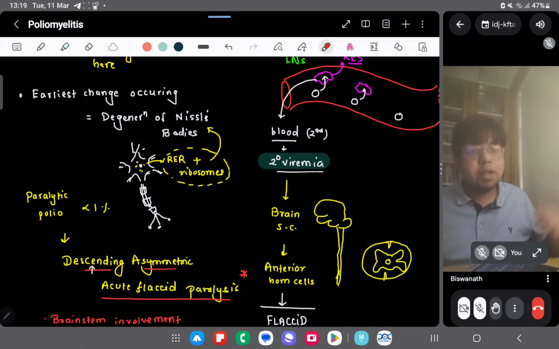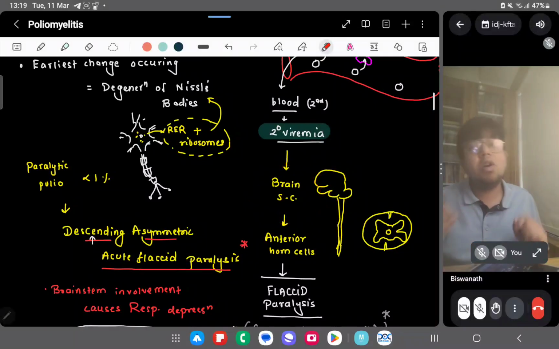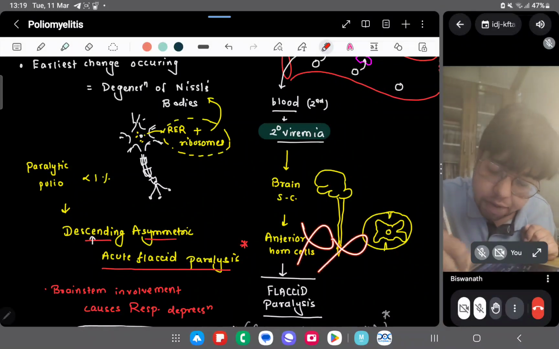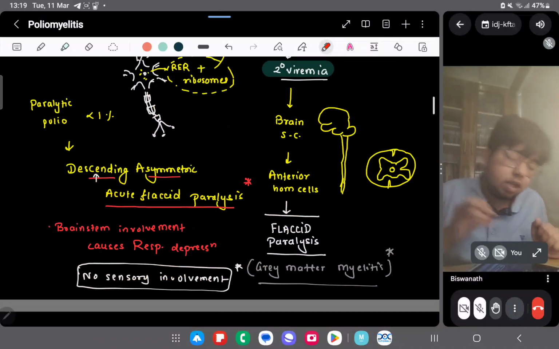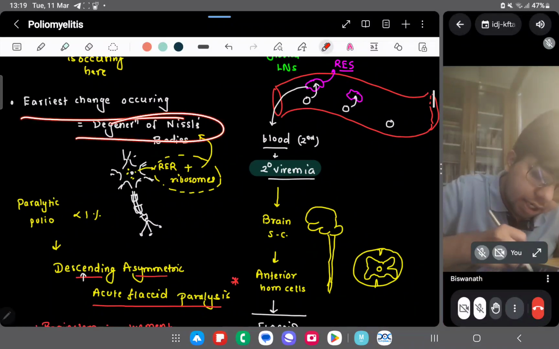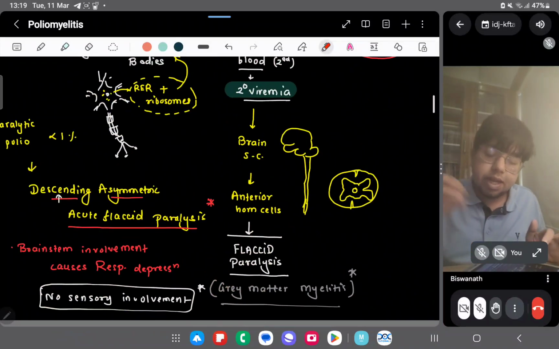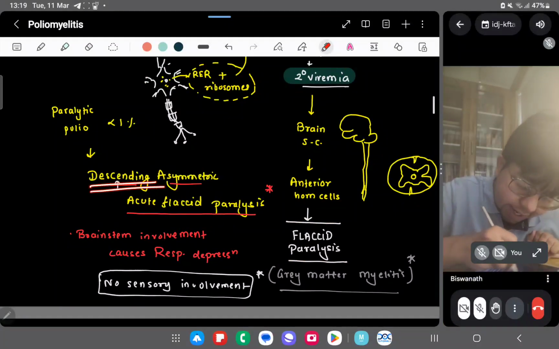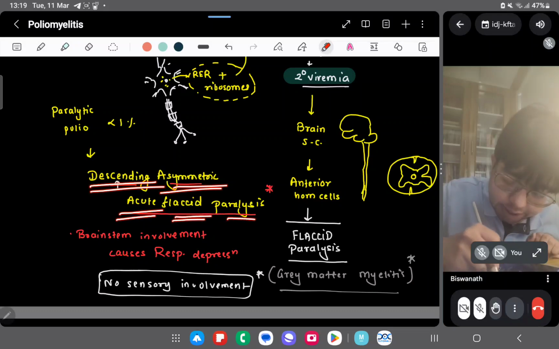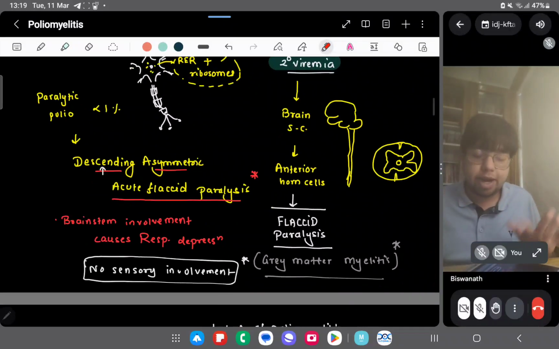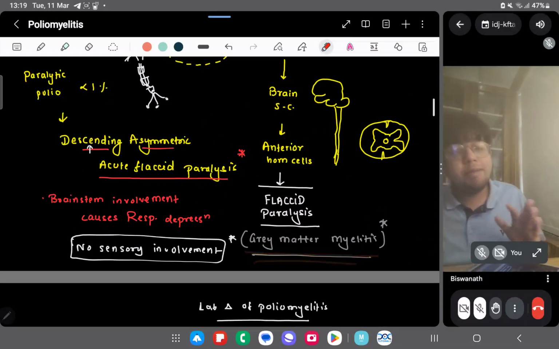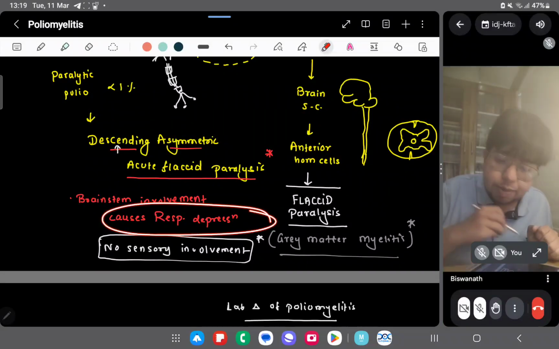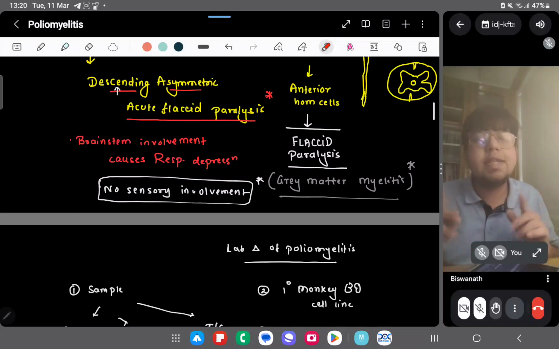In the secondary viremia, the virus moves to the brain and spinal cord, where it reaches the anterior horn cells of the spinal cord and affects them. Destruction of neurons occurs in the anterior horn cells. The earliest change is the degeneration of Nissl bodies, as I told you. It causes flaccid paralysis. The type of paralysis is descending asymmetric acute flaccid paralysis, which is also known as gray matter myelitis, right? If there is brainstem involvement, then it causes respiratory depression. And there is no sensory involvement in poliovirus.